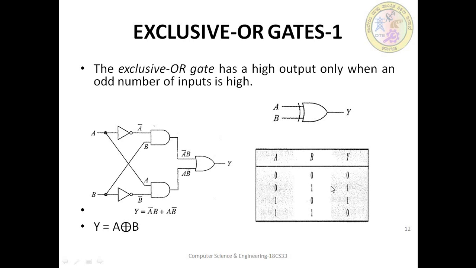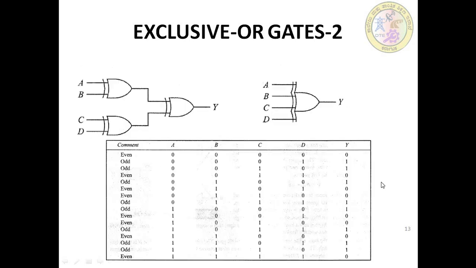Here you can see, when any of the inputs is high, the output is high, and when both the inputs are the same, the output will be 0. And this one you need to remember: A exclusive OR with B, so this is the exclusive OR symbol. So let's try to understand this one, the exclusive OR gate. 0 0, so the output will be 0.